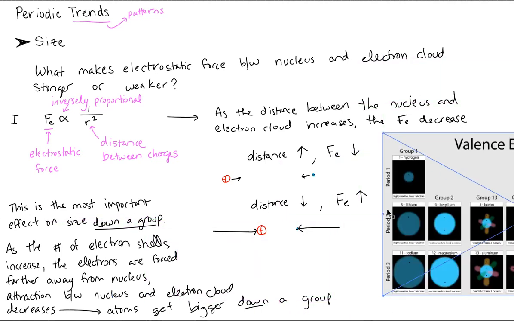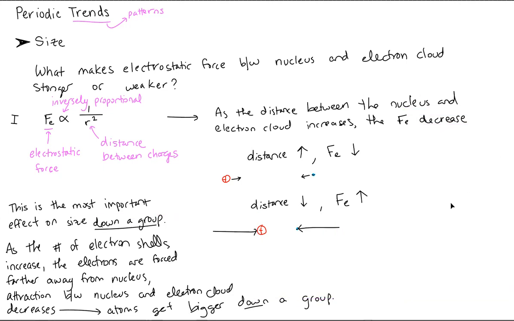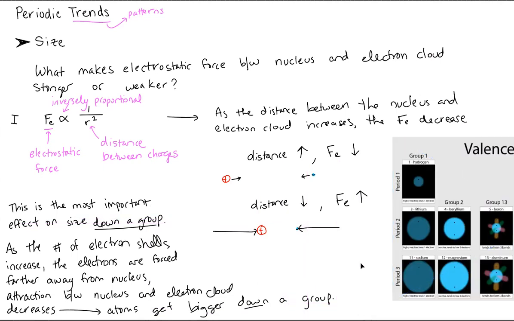We know that already from looking at it. Now we know why. It's because as the electrons are forced to get further from the nucleus, those outer electrons are held more loosely, which means they're not pulled in as tightly to the nucleus. Okay? Once again, the point is, if you have a question on the test that says something like, why does the atom get bigger down a group? You need to say that it's because of the attractive force between the positively charged nucleus and the negatively charged electron cloud.